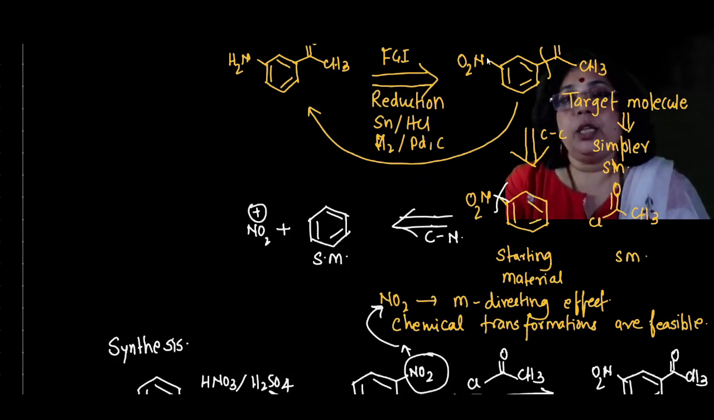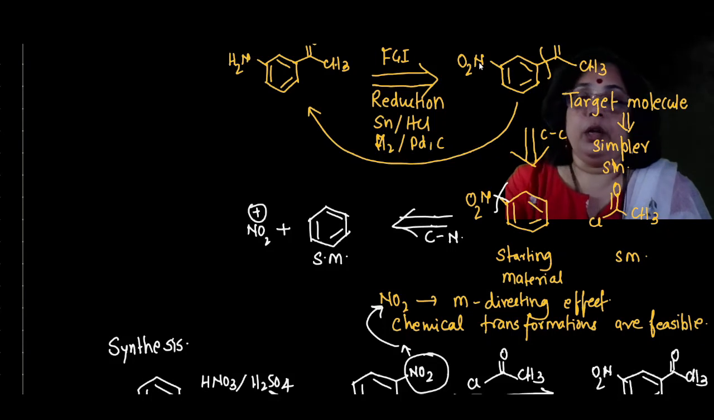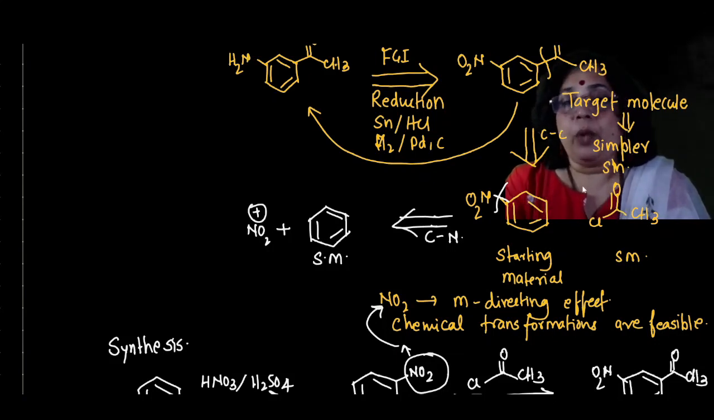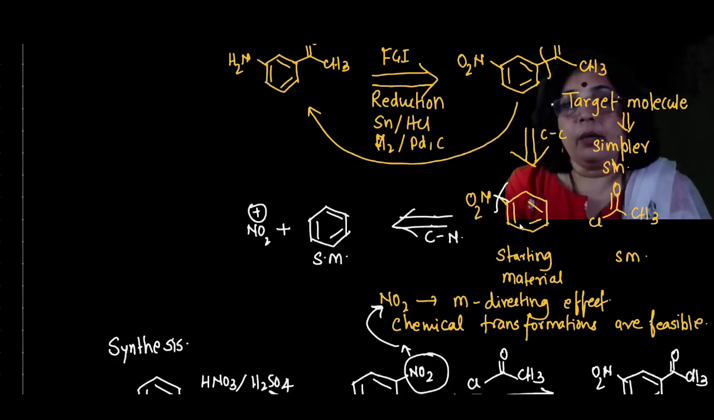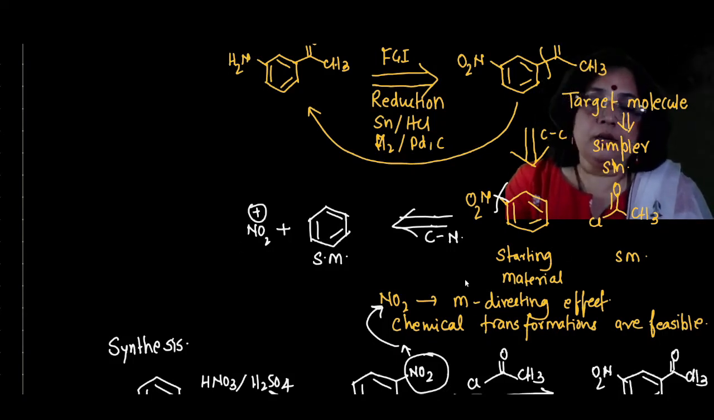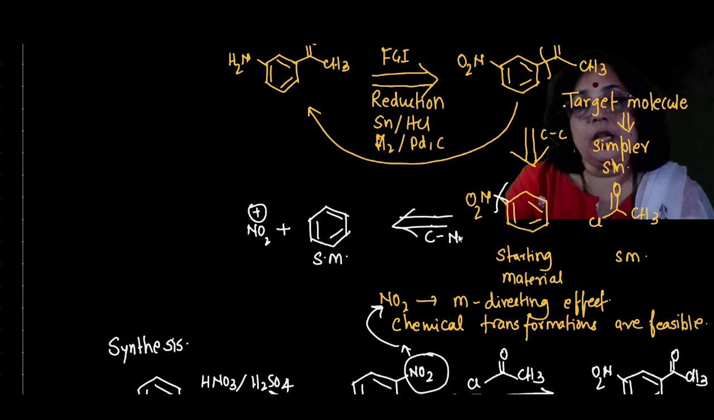Here I observed that this NO2 has a meta-directing effect. This is also having a meta-directing effect. So then I opted for the disconnection approach. This C-C disconnection, in my opinion, is a better disconnection approach. So this is the starting material. Nitrobenzene is the starting material, but again I have simplified it into a more simple one, that is a simple benzene and a nitro group.